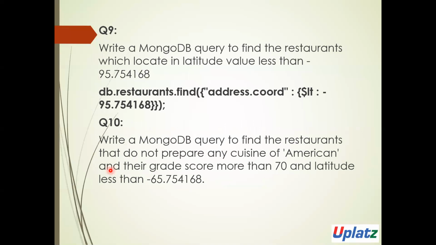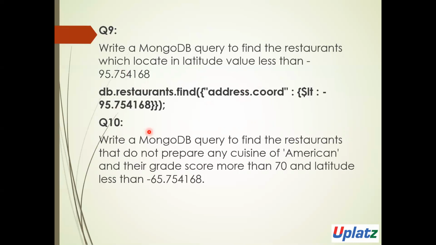So write a MongoDB query to find the restaurant which is located at a latitude value less than this particular value. So what I have done, this is another method without using element match: address.coord less than this latitude. So this is how I can write it.